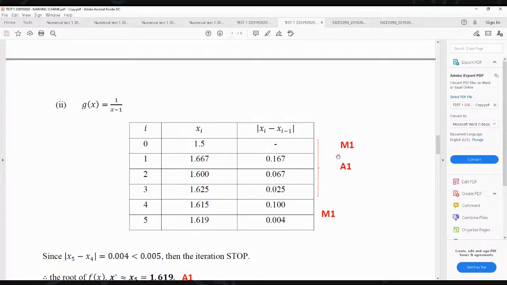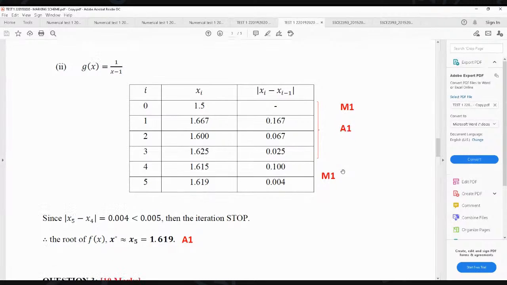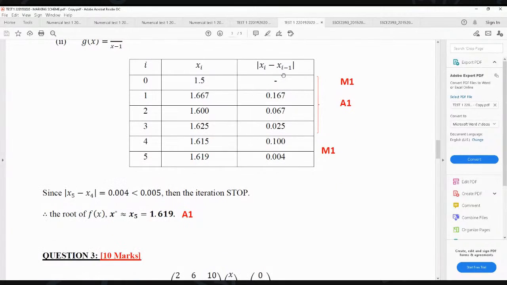So from here, you have 3 marks: the method, and then the answer. You stop the iteration because xi minus xi minus 1 is less than epsilon. The value for the root of this function is 1.619.